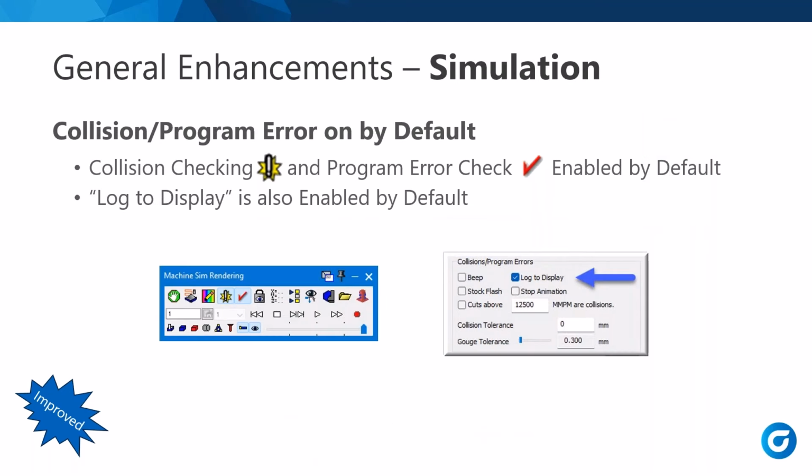Some other enhancements, simulation. This is more for the first time you use a sim or even install GibbsCAM, but for safety reasons, by default, we're forcing the collision checking and program error to be on by default, as well as the log to display. That way there will be some notification of collisions by default.